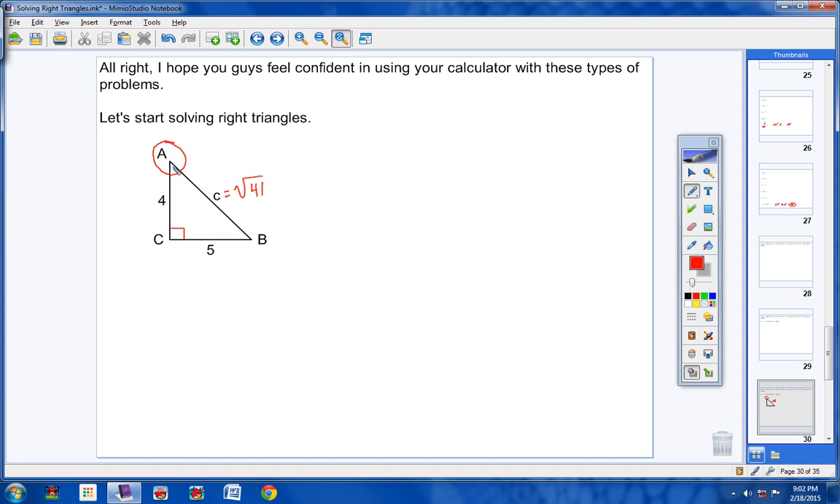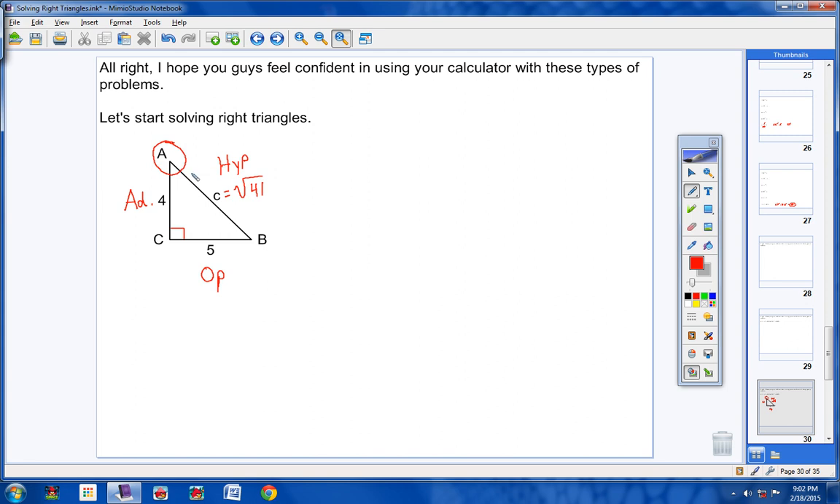Now, if I'm going to start with angle A, please listen to me. That makes 5 over here your what side, remember? Opposite. This side here is still your what? Hypotenuse. And this side over here is your adjacent side. Got it? Now, please watch this carefully, students.